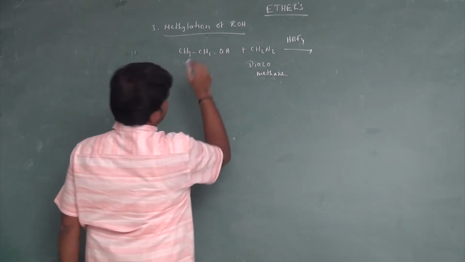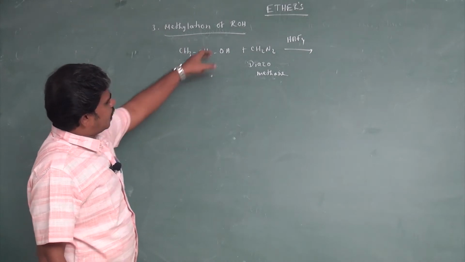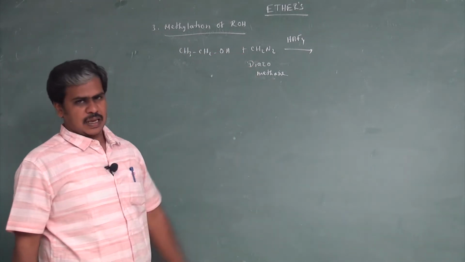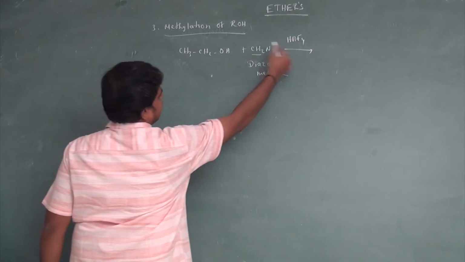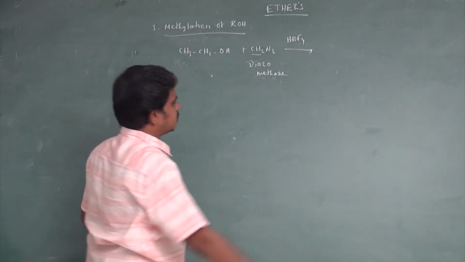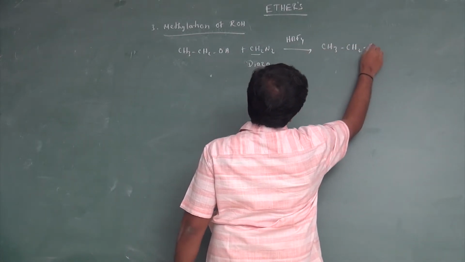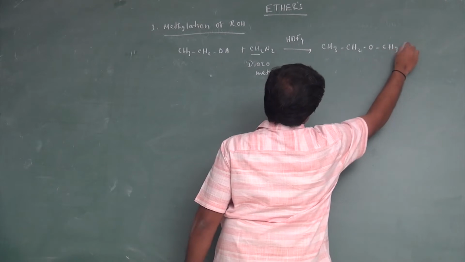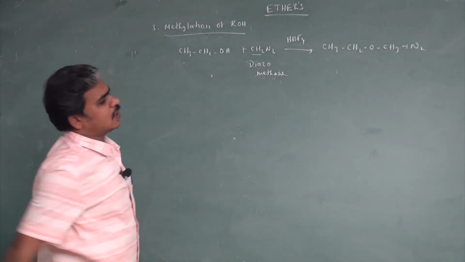So just an addition reaction. When methyl alcohol or ethyl alcohol is treated with diazomethane, then just CH2 is added here and nitrogen is removed. So we get CH3CH2OCH3 plus N2. So we are getting ethyl methyl ether.